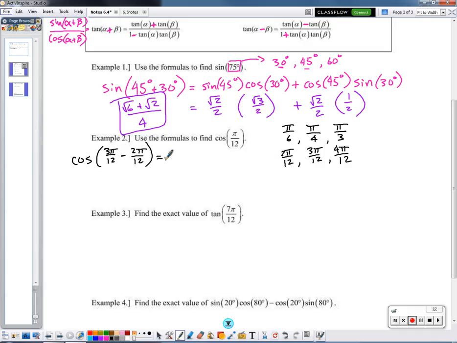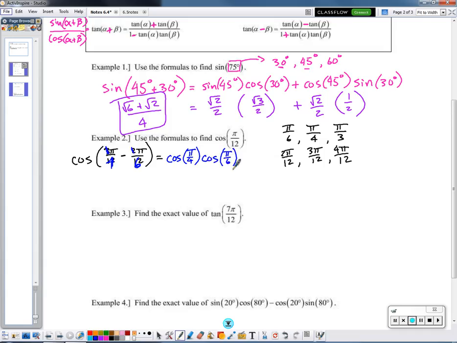Remember, we changed these originally, so let's change it back to our unit circle values. 3 pi over 12 is really just pi over 4, and 2 pi over 12 is really just pi over 6. So again, let's go ahead and plug those values in. Remember our cosine difference formula. Cosines come first, so it's cosine of pi over 4 times the cosine of pi over 6.